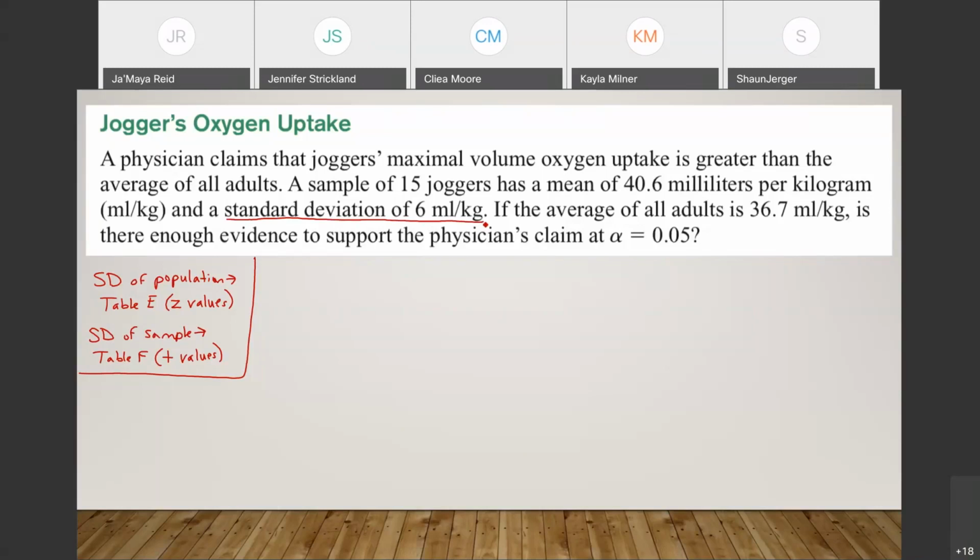So that sentence says a sample of 15 joggers had a mean of 40.6 and a standard deviation of 6. So basically, they took the 15 joggers and they calculated the mean and the standard deviation, right? Okay, so that 6 that they calculated comes from that sample. Right, so that is the sample standard deviation. Which forces us then to use the new table, right?